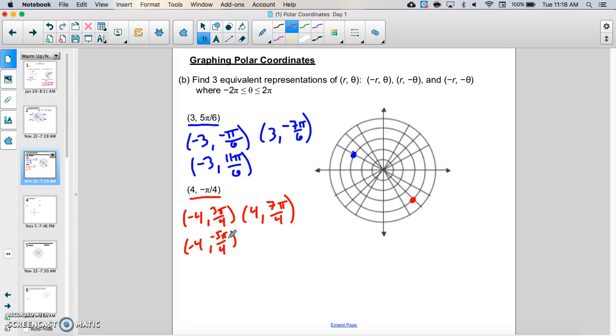On your homework, you're going to have multiple problems where, if you look in the homework calendar, I changed the instructions to say, find the equivalent representations maybe between negative 2 pi and 2 pi. So I think in the book it asks you to find all the representations. I just want these 4. So I want you to find the 4 that lie within negative 2 pi and 2 pi.